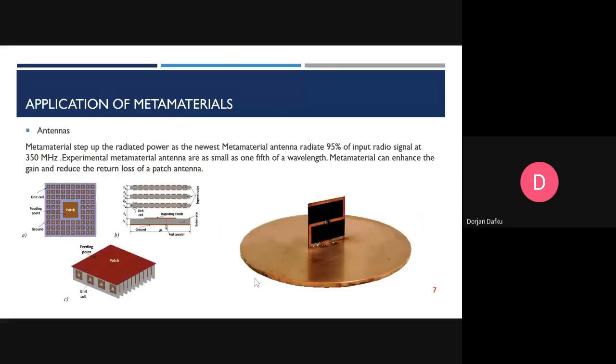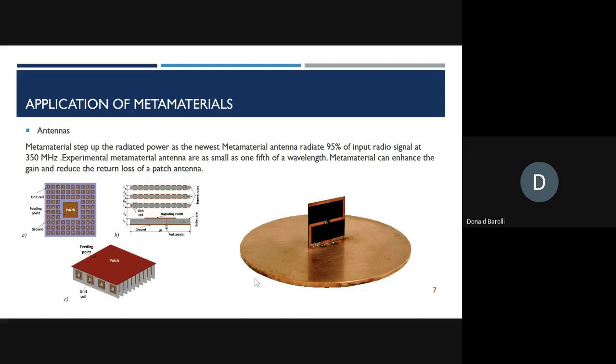Next slide, we have the application of metamaterials. Metamaterials have a wide range of applications, one of them being antennas. In antennas, metamaterials are used so they can have different characteristics than usual antennas. These antennas have layers of metamaterials, so they improve their performance. They can enhance the radiated power, improve parameters, and reduce the size of the antenna.